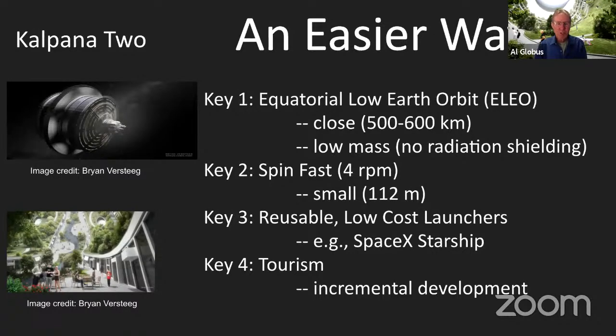The first key is put your settlement in equatorial low Earth orbit, ELEO. That makes it close, 500 to 600 kilometers, and makes it low mass because you don't need much radiation shielding when you're in equatorial low Earth orbit. Then spin it fast, 4 RPM instead of 1 or 2 RPM. That allows the settlement to be small. If you rotate at 4 RPM, your diameter should be 112 meters if you want to get 1G.